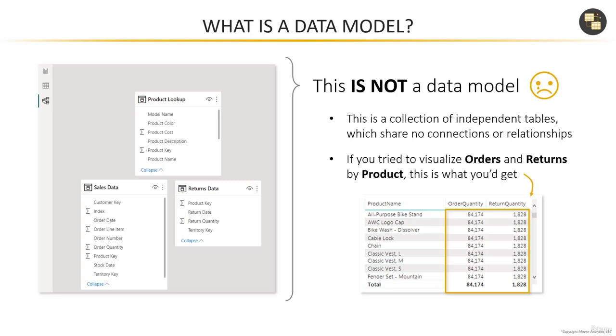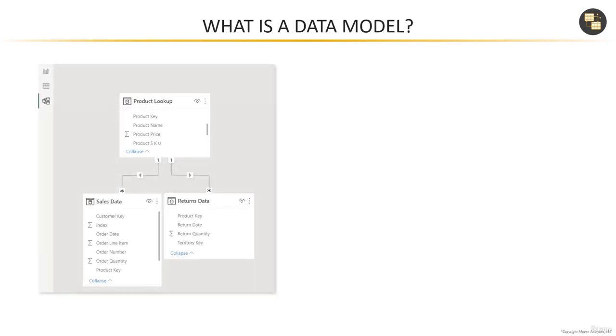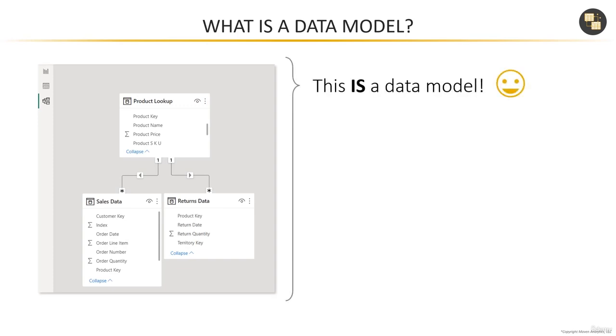You'd get that same repeated grand total in every single row of the table. And again, that's because we have no relationship, no connection that's allowing us to filter or segment those sales or returns values based on fields outside of those tables. Now let's picture something like this. Looks very similar, right? We've got the same three tables here, but this is a data model.